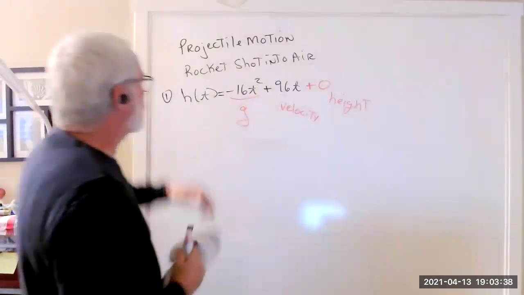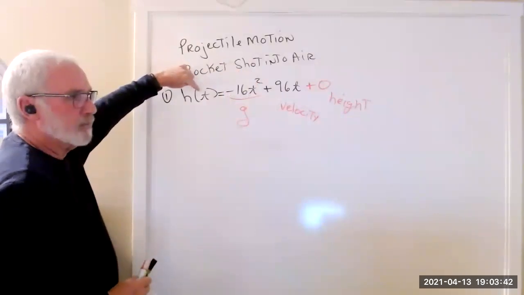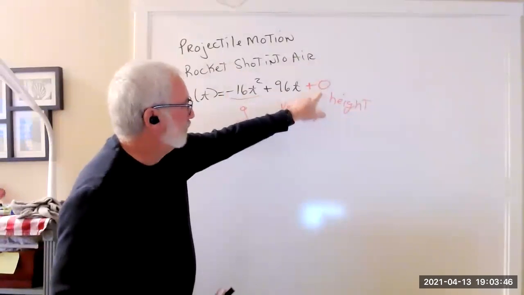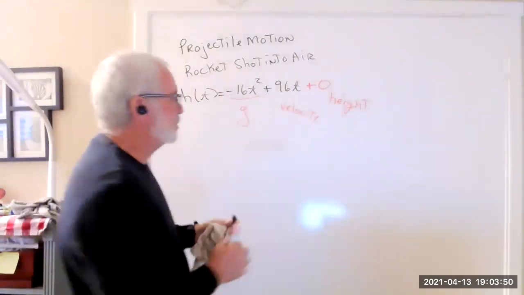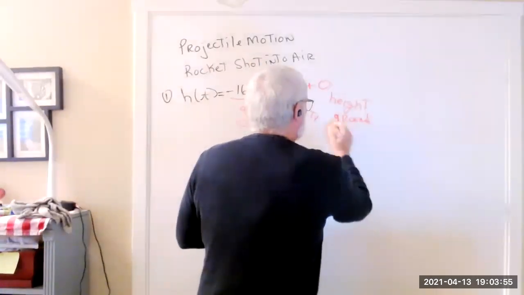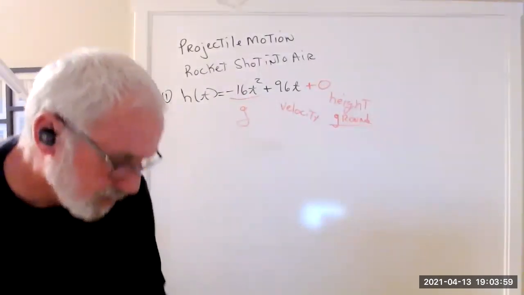So that's what this stands for. This is the height at a given time. The height at some time can be found by this formula. We left off the initial height because it said on the ground. All right, so that's the first problem.